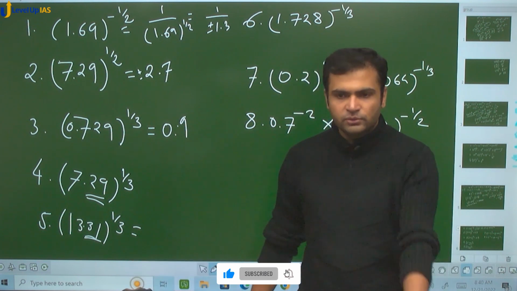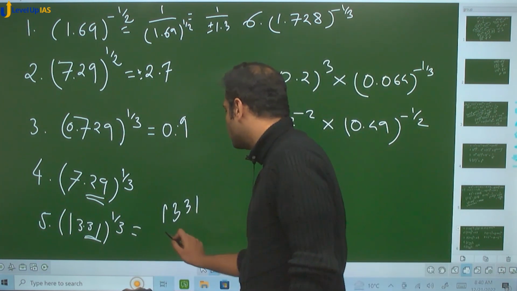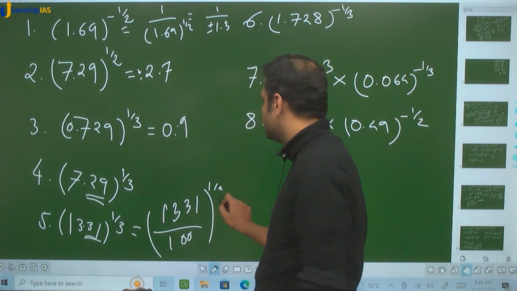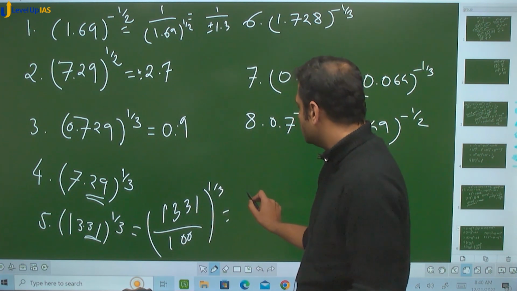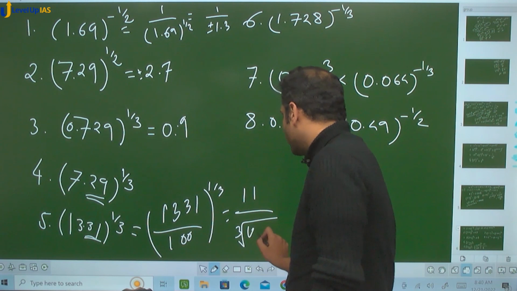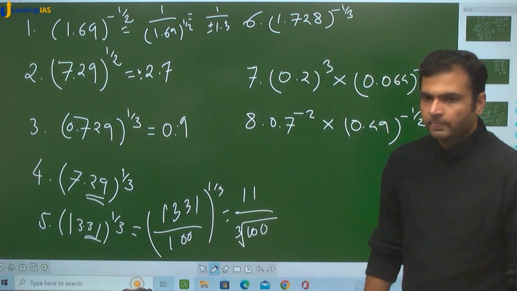At the most you can do is what he did, clear the base. You can write it as 1331 divided by 100, raised to 1 by 3, and then the cube root of this numerator is 11, the cube root of the denominator is just what it is. You can do that at the most. Fine.